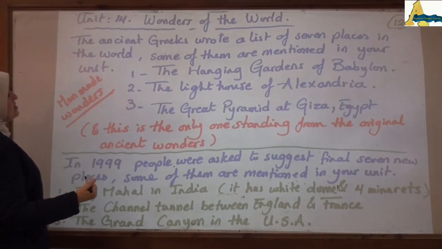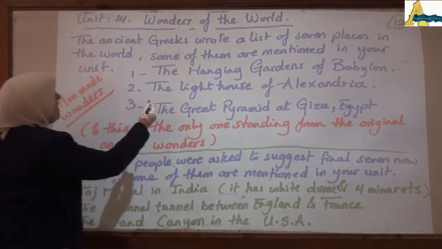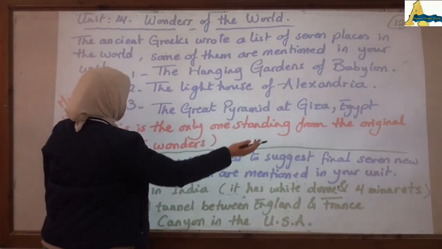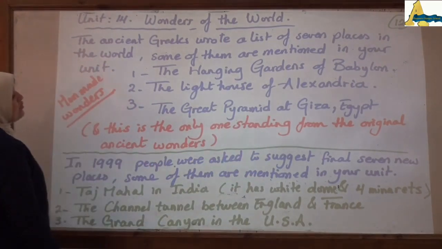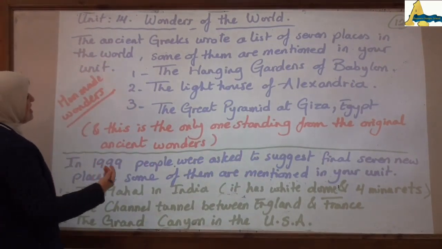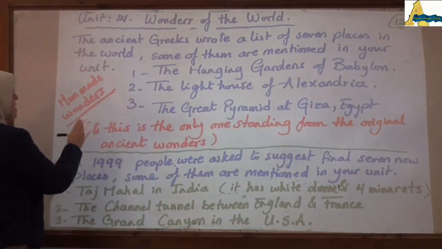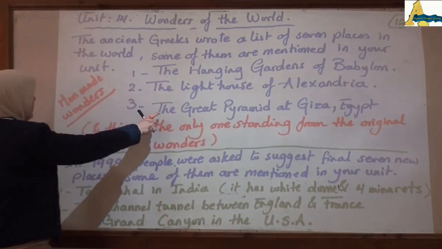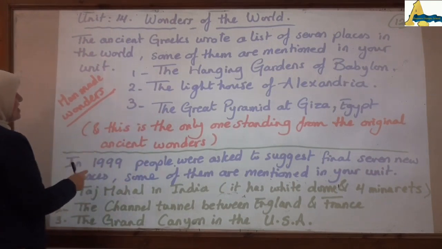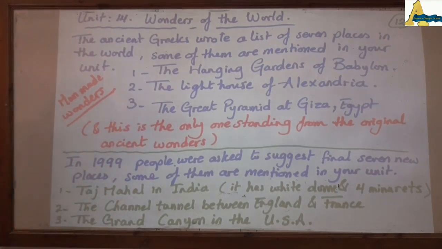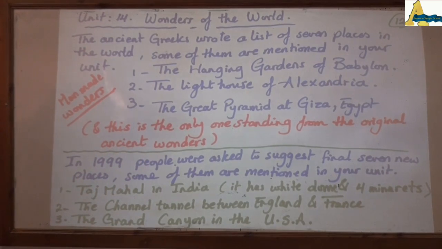The Hanging Gardens of Babylon, the Lighthouse of Alexandria, this is in Alexandria, and the Great Pyramid at Giza, it's still standing. See, I'm going to refer back to it because it's the only standing wonder till now. That's why it's included in the modern list of wonders in the world.